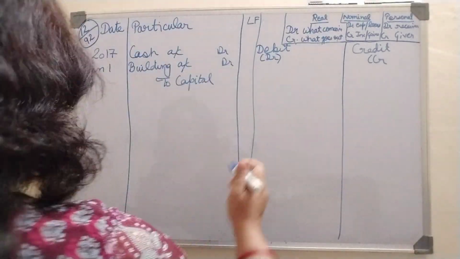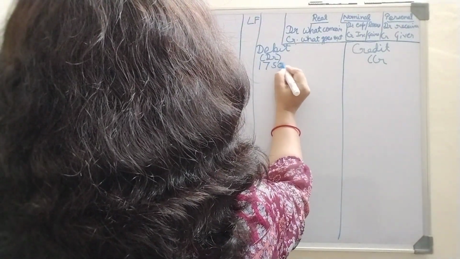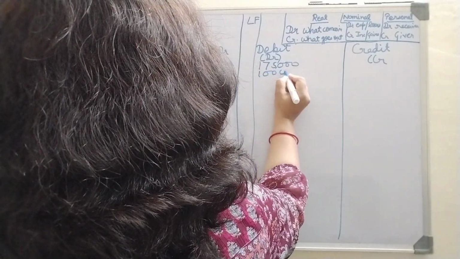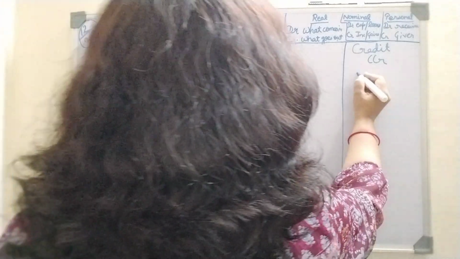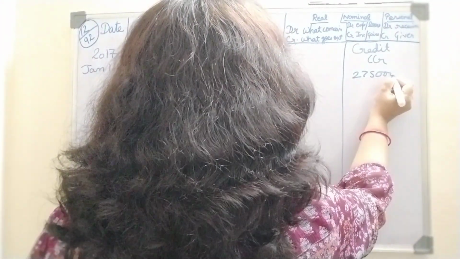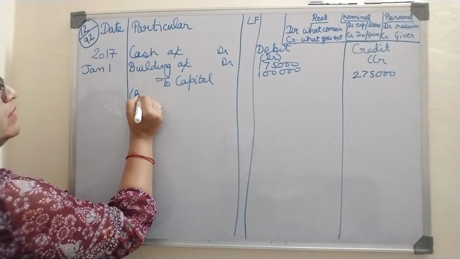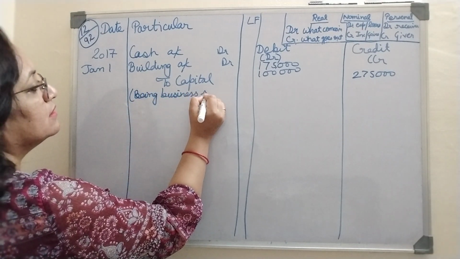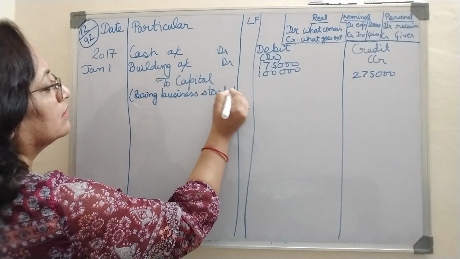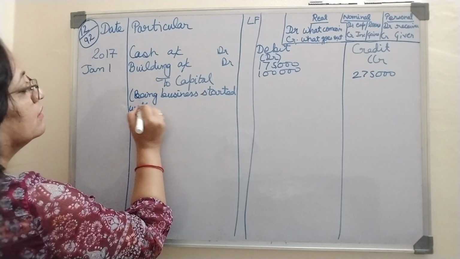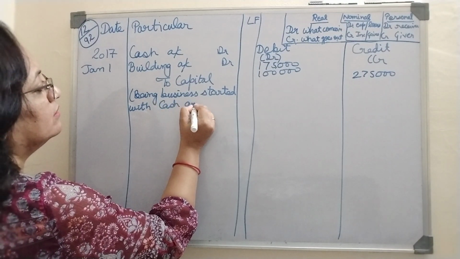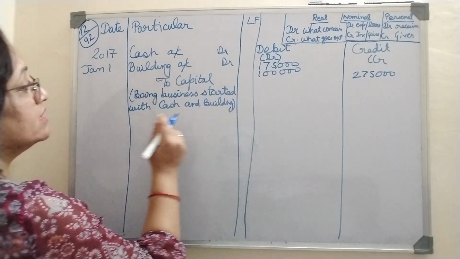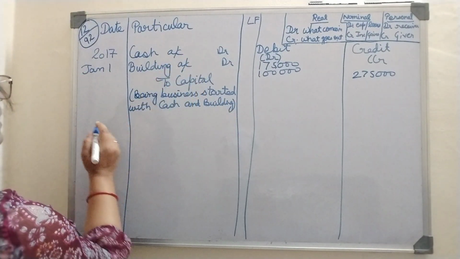So cash is how much? 1,75,000, and building is 1 lakh. So the total comes to 2,75,000. So you can write, being business started with cash and building. This is our narration. Narration is a small brief of this journal entry.